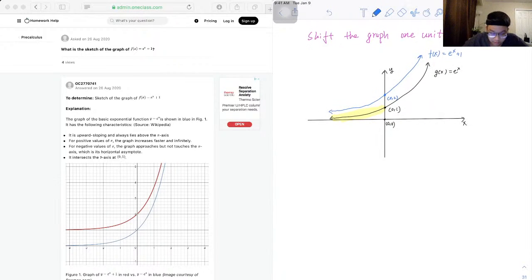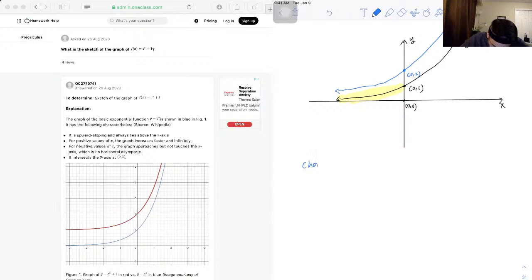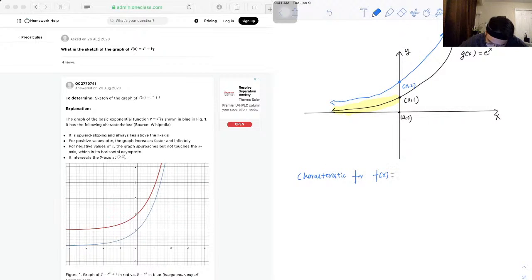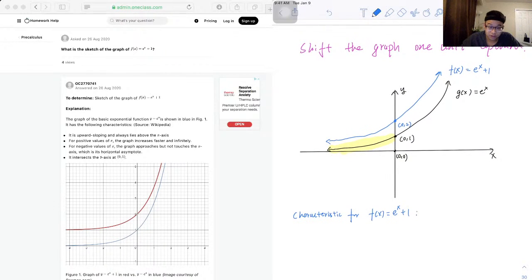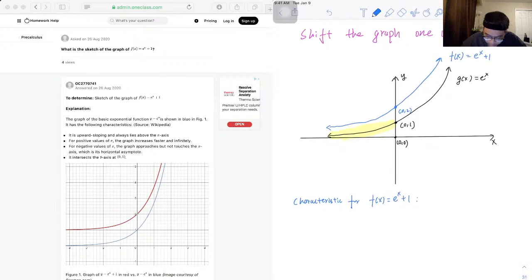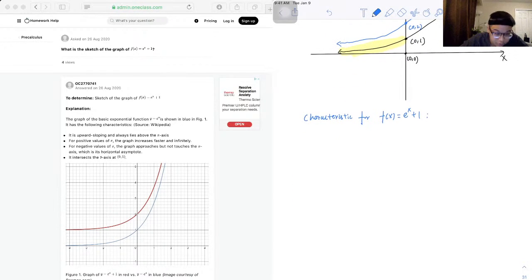And let's talk about the characteristics for f(x). The characteristics for f(x) = e^x + 1 are quite similar to the characteristics for g(x), but there are some minor changes. Okay, so the first one, it is still upward sloping. And still always lies above the axis.